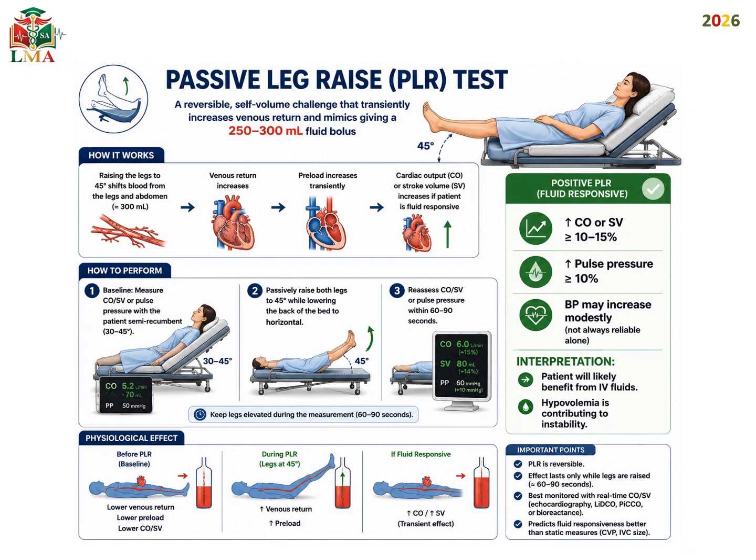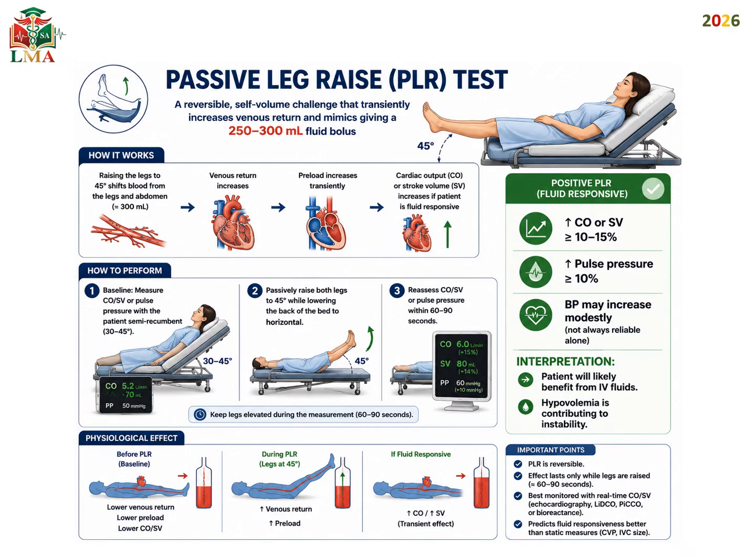A reversible cell volume challenge that transiently increases the venous return, equivalent to giving around 250 to 300 ml of fluids. How does it work? When we raise the legs 45 degrees, we shift blood from the lower limbs into the abdomen and into the heart. This increases the venous return to the heart and increases the preload, and consequently increases cardiac output and stroke volume.